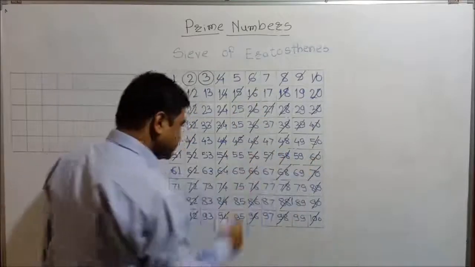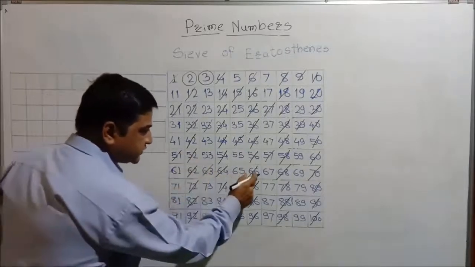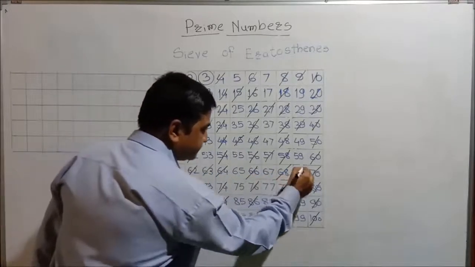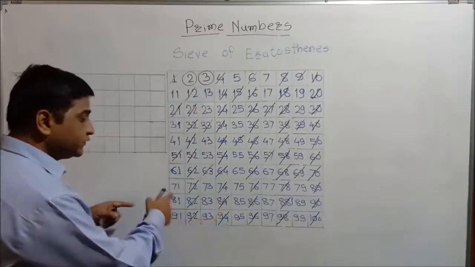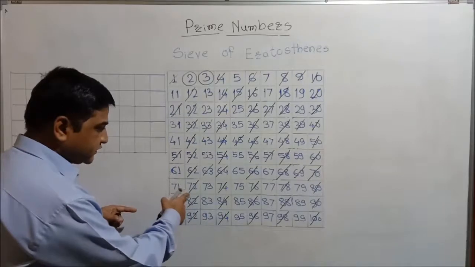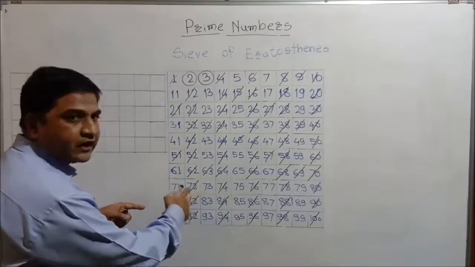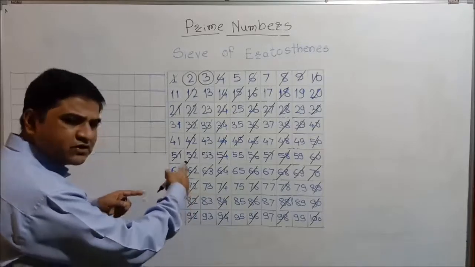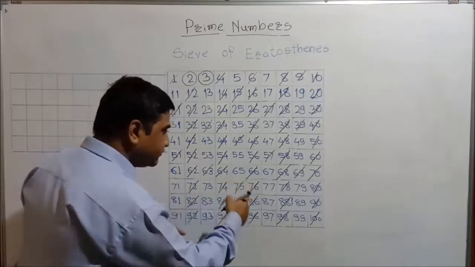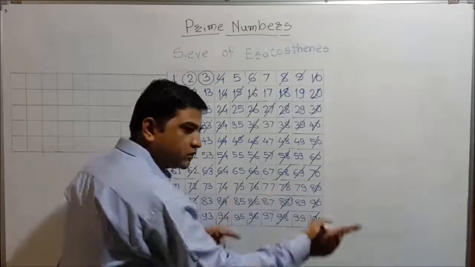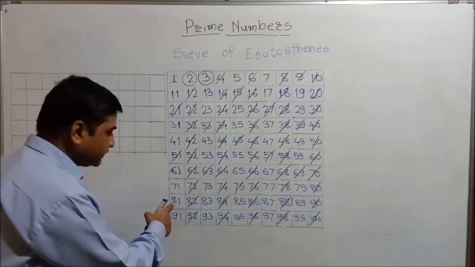Then we have 60. After 60, we have 63, 66, and 69. I also crossed the 69. After 69, we have 72, because 7 plus 2 is 9 and it is divisible by 3, but it's already cut as an even number. We have 75, and after 75, we have 78, which was already crossed. Now we go for 81. 8 plus 1.